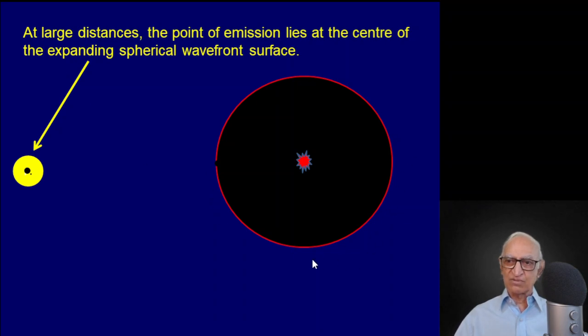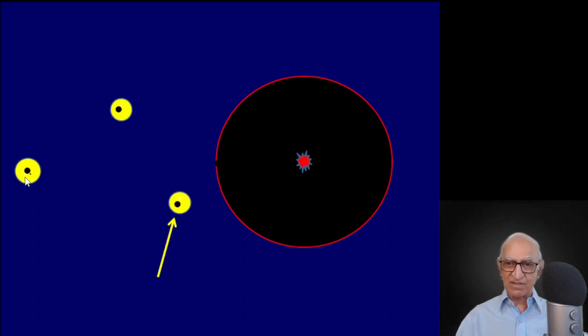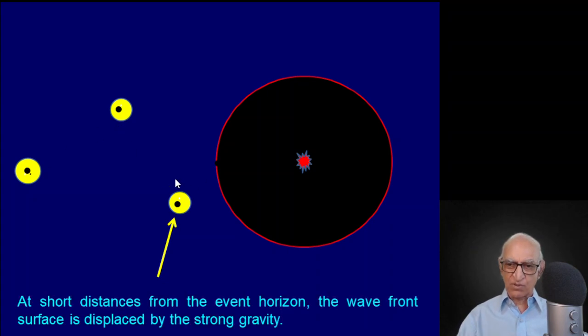So here is a black hole. At large distances, the point of emission will lie at the center of the expanding spherical wavefront. But the story will be very different as I emit a flash of light closer and closer to the black hole, because what we will find at short distances from the event horizon, as we shall call it, the surface of the black hole, very soon, the wavefront surface is displaced by the strong gravity. So you notice that the point of emission, which is the black dot, is no longer at the center of the spherically expanding wavefront. The wavefront is still expanding at the speed of light.